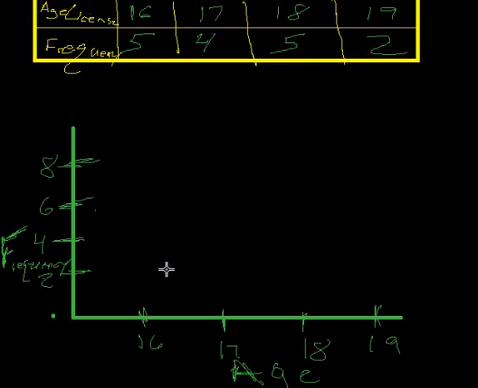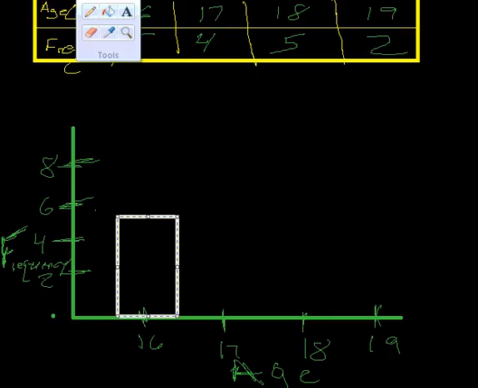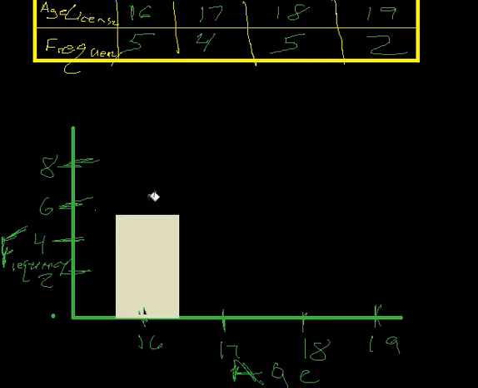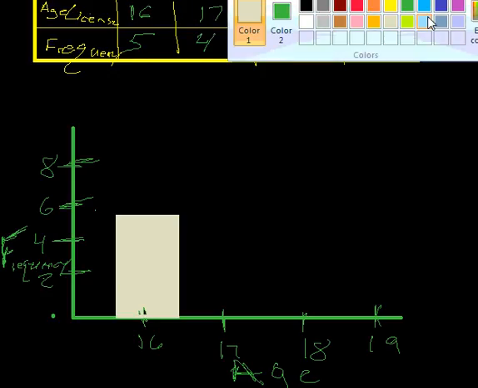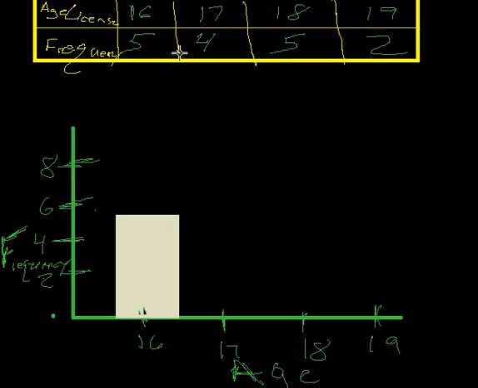So let's see how many people got their license at age 16. 5. So what I'm going to do is come down to my chart and actually say, hey, 5 people obtained their license at age 16. And fill in my chart with some color there. Change my shape again and say, hey, well, how many people obtained their license at age 17? 4. So I'm going to label my graph here. Hey, 4 people. That works out pretty easy. Fill it in.